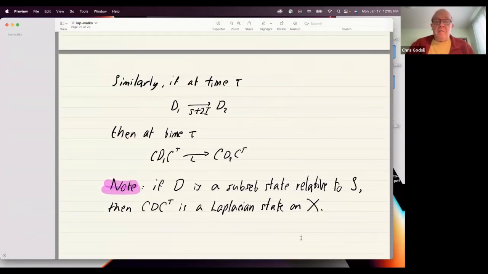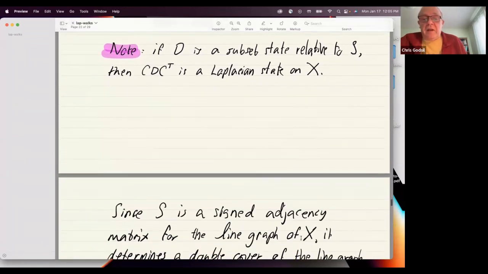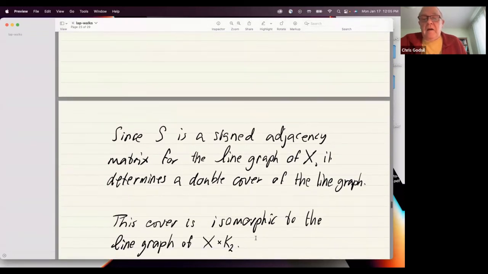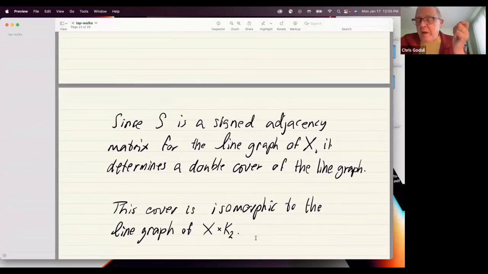Now the final little wrinkle here is we've got this signing of the line graph. Signings can be fun, but sometimes you'd like to get rid of them. Well, you can. Any symmetric signed adjacency matrix determines a double cover of the underlying graph. And here I'm just going to state the result. If you have a signed adjacency matrix for the line graph of X, that determines a double cover. Now for the particular signing that we get from the orientations, this double cover is isomorphic to the line graph of the direct product of X and K2.